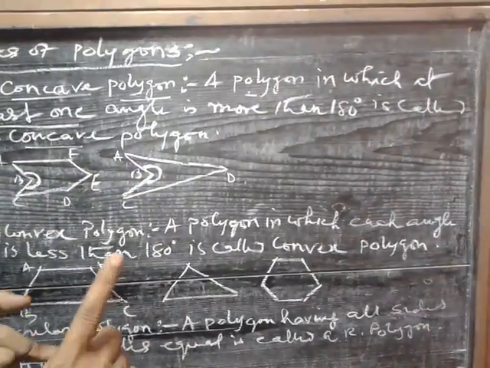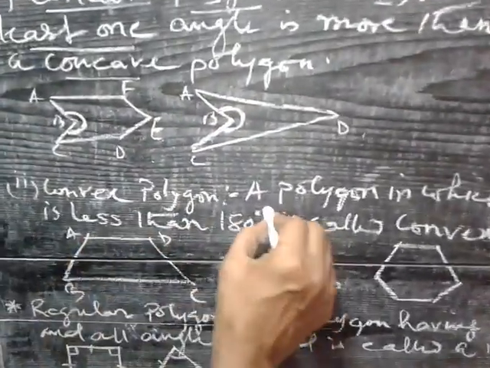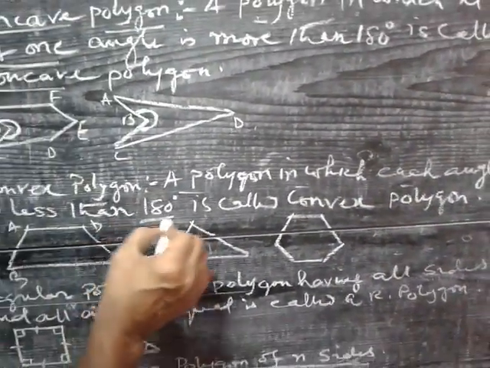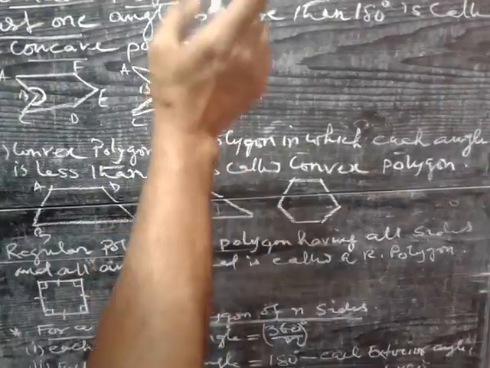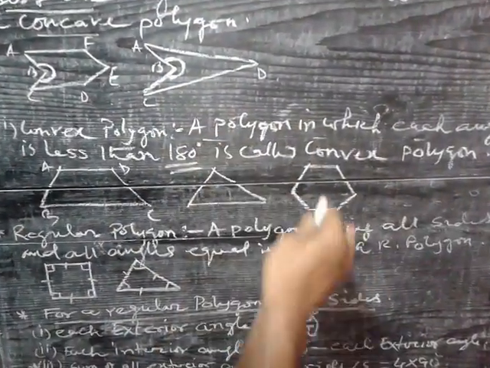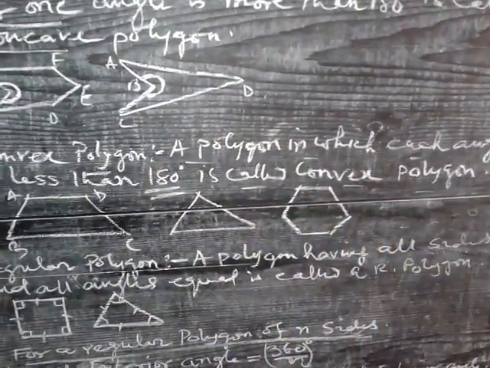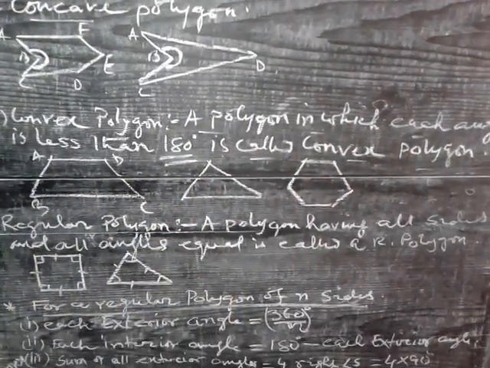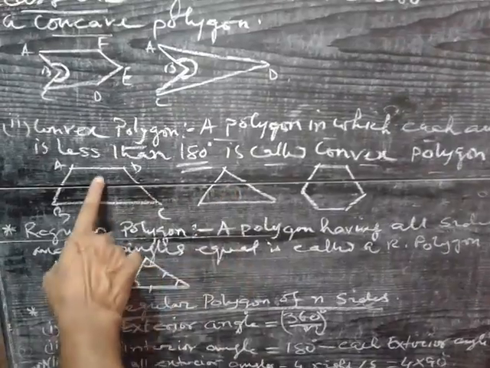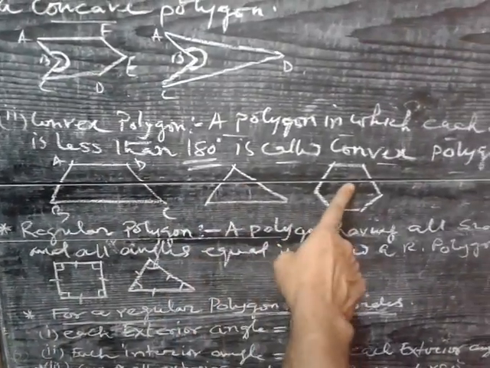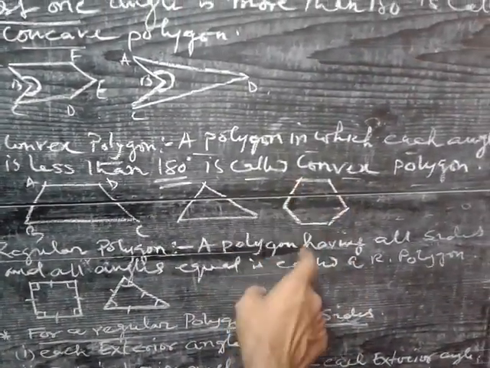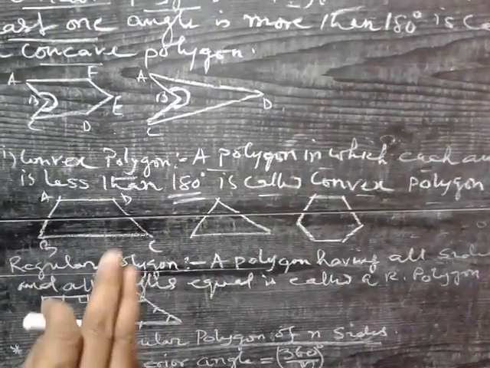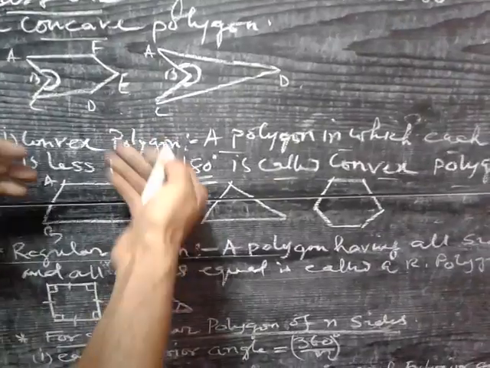Now next is the convex polygon. A polygon in which each angle is less than 180 degrees, no angle is more than 180. Those types of polygons are called convex polygons. Now this is a quadrilateral, this is a triangle, and this is 1, 2, 3, 4, 5, 6, so this is a hexagon. Now these are the types of polygons.